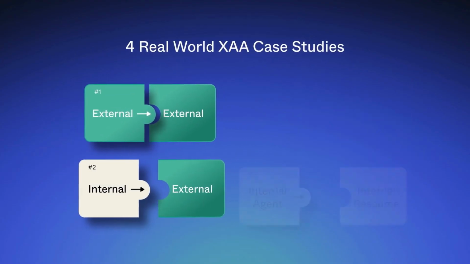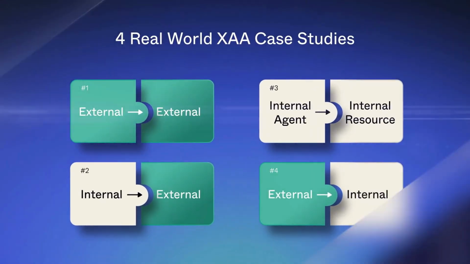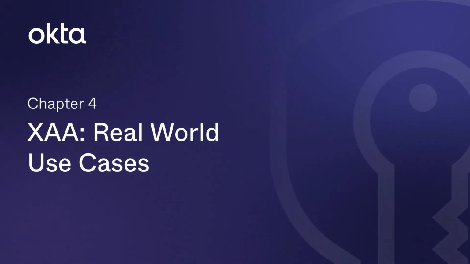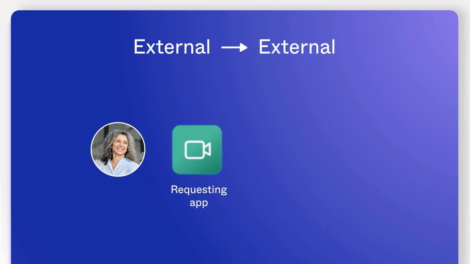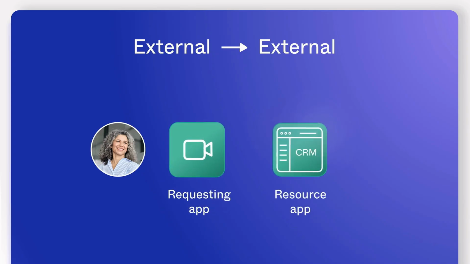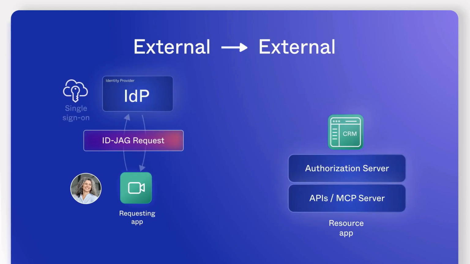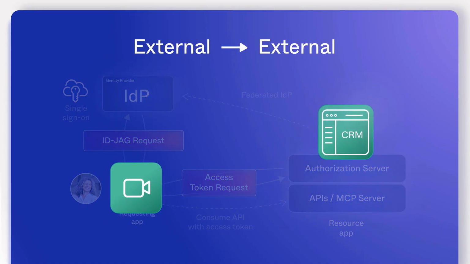Let's look at the four primary ways this protocol can secure the ecosystem. Starting with an external app connecting to an external resource. Imagine an employee using a video conferencing app needs to create a task in a CRM. Through cross-app access, the video app seamlessly clears the ID-JAG handshake to get an access token for the CRM. Enterprise IT gains full visibility into how these two third-party platforms are interacting.